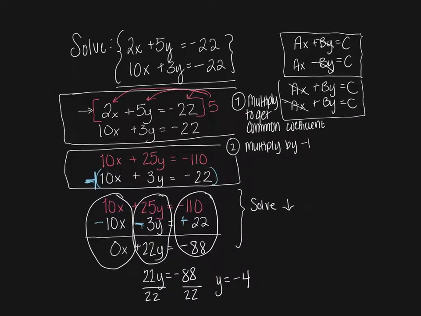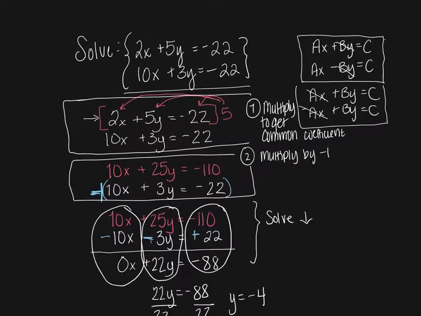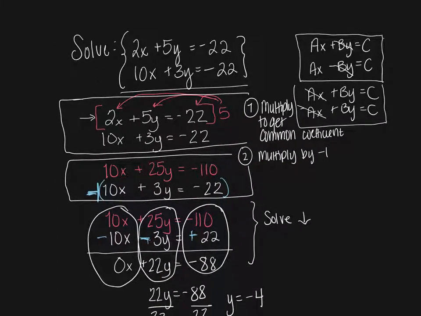Go back up here. What does it mean that y equals negative 4? Well, I was asked to solve a system of equations, and a system is solved by finding a coordinate pair. So my y value is negative 4. Well, what's my x? Well, let's just plug it into the first equation I've got up here. It's a pretty easy one to find x.